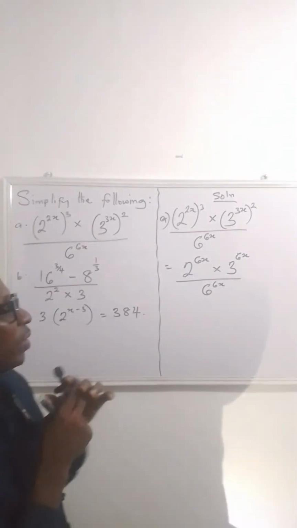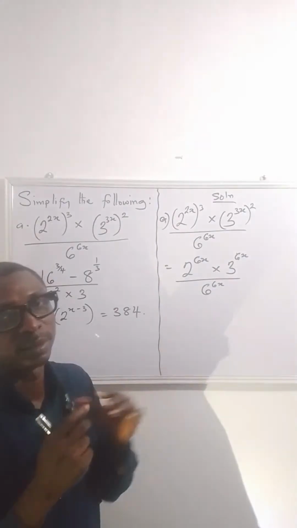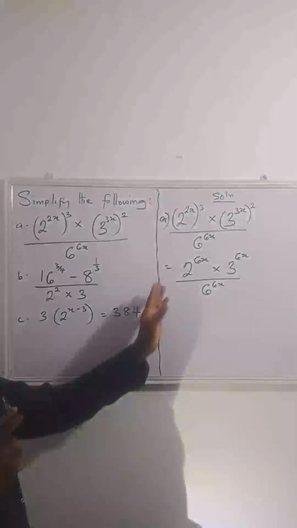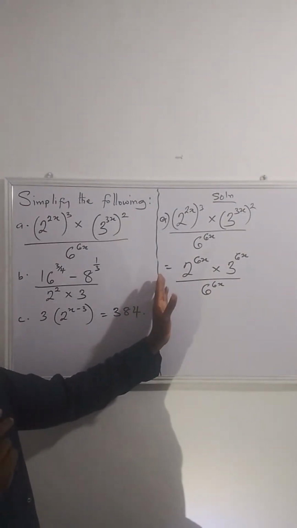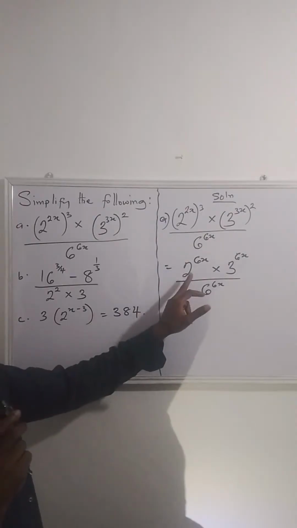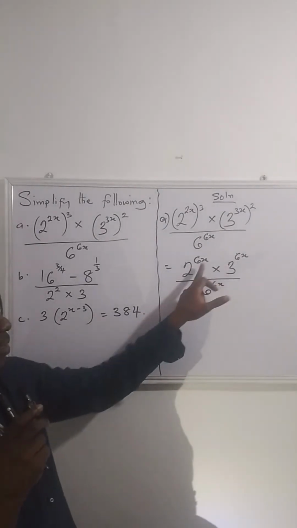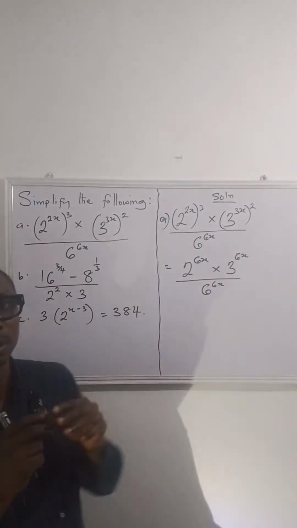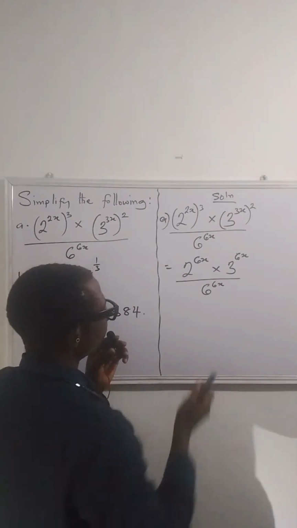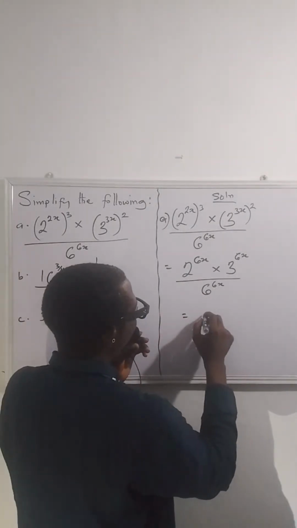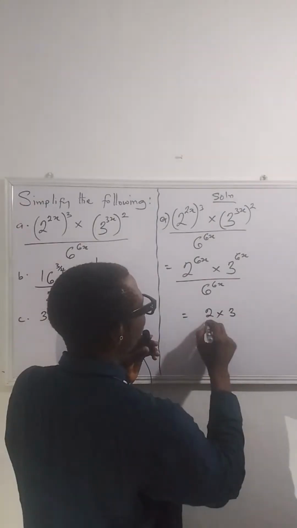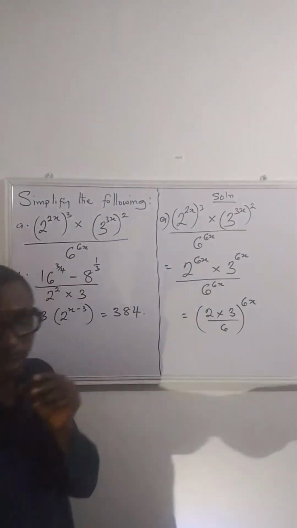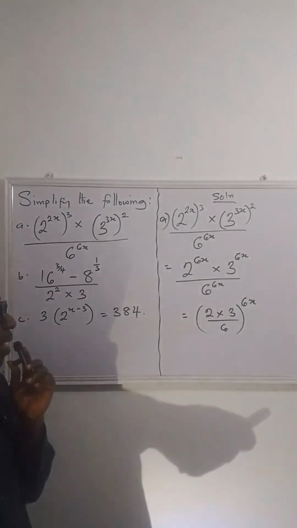Okay, can you see what we have here? Fine. Now, the next thing is to look at this step carefully. Now, there's something unique to this expression. You will observe now that the powers are the same thing. Now, what I'm going to do now is I'm going to factor out the power. Okay, so if you do that, now you are going to be having 2 times 3 over 6, raised to the power of 6x. Can you see that? So that is what you are going to be having.